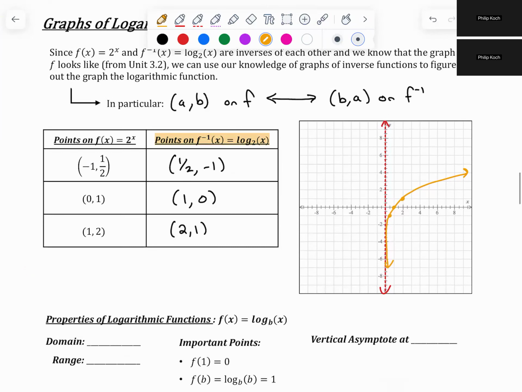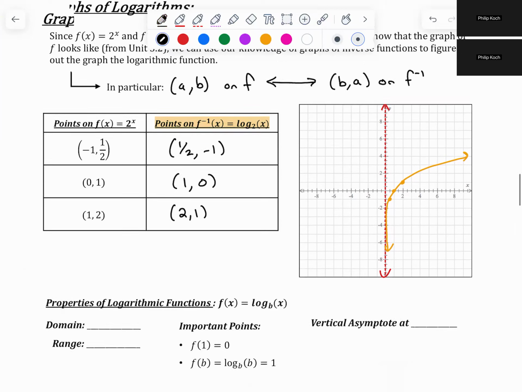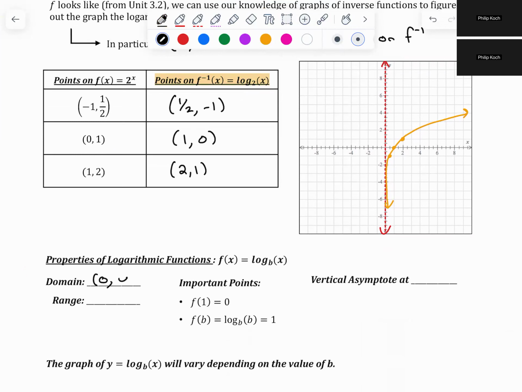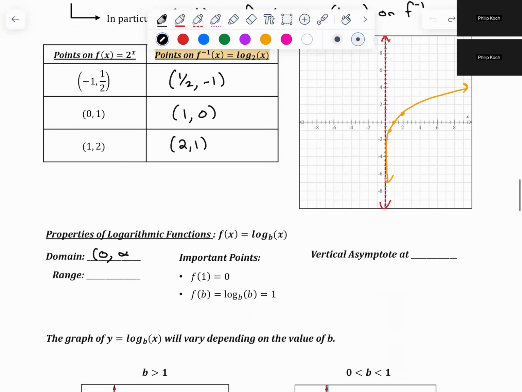So with that in mind, we can talk about the properties of the logarithmic functions. And so remember about inverse functions. The domain of a function is equal to the range of its inverse. And the range of the function is equal to the domain of the inverse, and vice versa. So the domain of this is equal to the range of the exponential function, which we saw was 0 to positive infinity. And the range will be negative infinity to positive infinity.